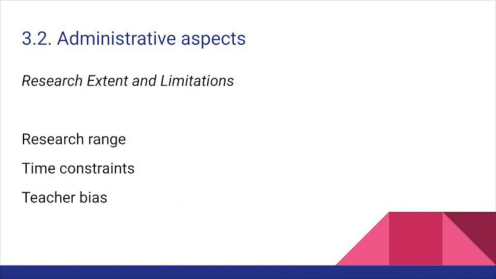Regarding the research extent and limitation, we have to consider range, time constraints, and the teacher bias. Regarding the range, well, we consider that the study will be limited to only the teachers and students of one private institution. So this could potentially affect aspects regarding generalizations. Regarding the time, well, the duration of classroom observations, the numbers of participants in the study might make it a bit more difficult regarding the amount of time that it will all entail.